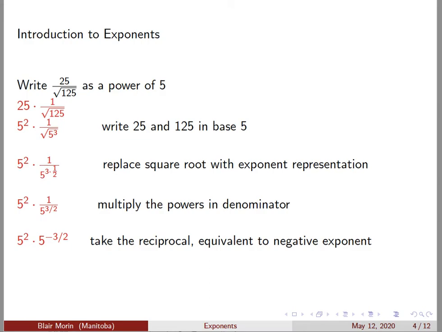Now, these two bases are the same. I'm going to be multiplying these two quantities, so when the bases are the same, I add the exponents. 5 to the power of 2 times 5 to the power of negative 3/2 is 5 to the power of 1/2.